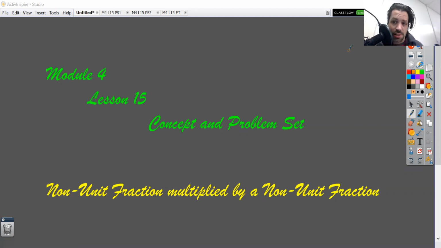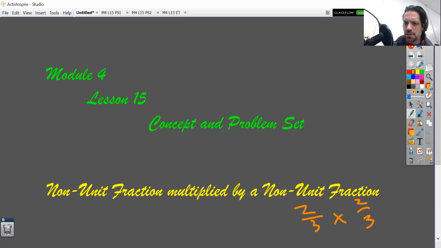So today it's just an extension of what we've been working at. We're going to continue working on multiplying fractions, but today we're multiplying non-unit fractions times non-unit fractions. So we're going to be seeing like 2/3 of, and remember of means multiply, 2/3 of 2/3. So let's get into it.